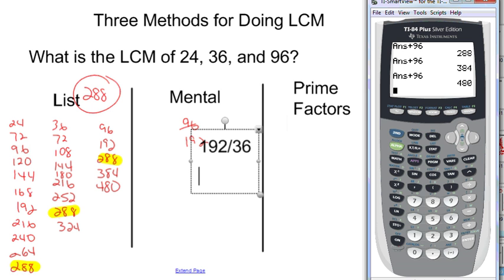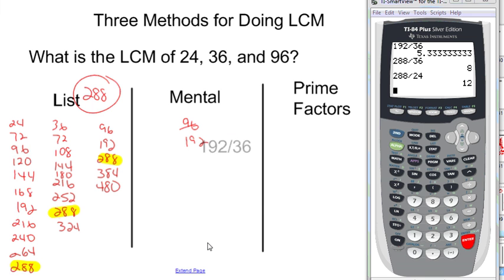So now we got what? 192 divided by 36. It doesn't. Okay, next thing on the list is 288 divided by 36. And it does. And then is 288 divisible by 24? And it is. So, believe it or not, you would wind up with 288 being the winner. Okay? That's a little work too.